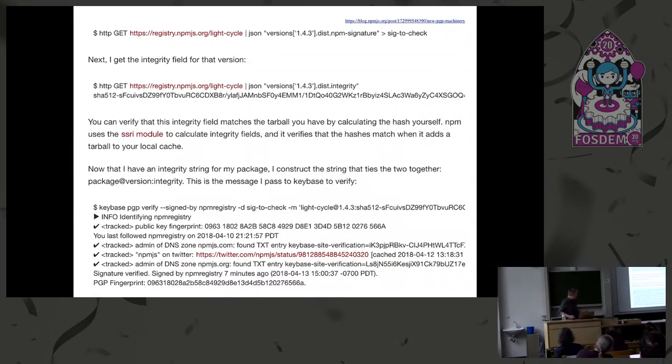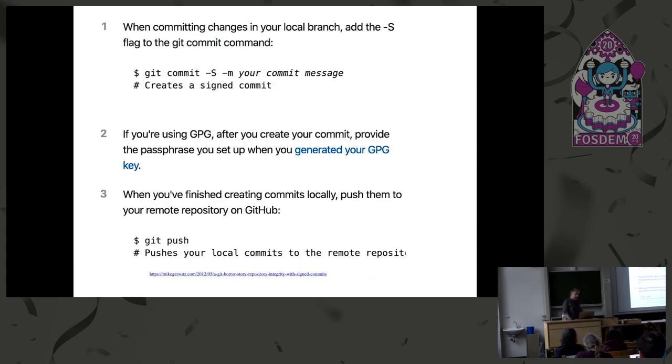Node is a little bit better. They signed their dependencies as well. They have checksums, but you can see this is all manual steps you need to go through, but at least you can verify it. You can get their GPG keys and verify the stuff, so that's nice. And obviously, when you commit things yourself, you can sign the commits with your GPG key and push things to Git.